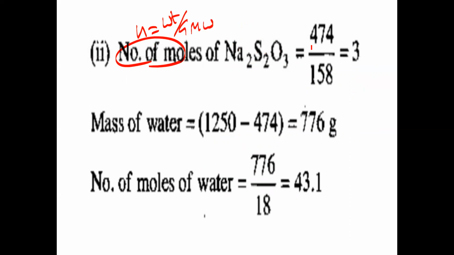The weight of Na2H2O3 is 474 grams. Its weight is given and the molecular weight is 158. That is 3 moles. 3 moles of what? 3 moles of Na2H2O3 is present here.